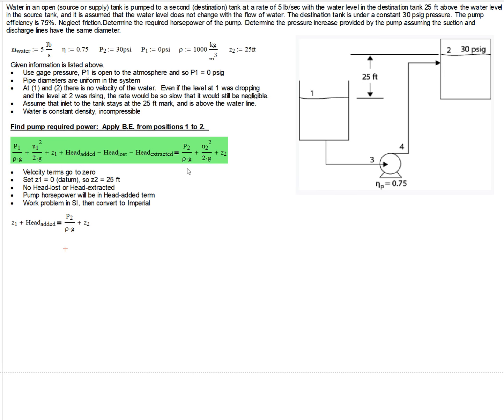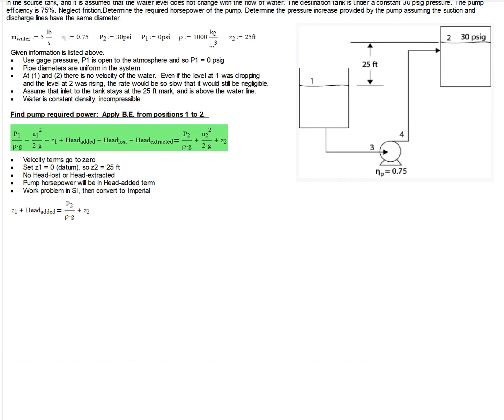Then we look at the right side of the equation. What terms do we need? We need the pressure because we have 30 psi g. Our velocity term goes to 0, and then we have our elevation term. And so we can simplify this and rearrange to solve for our head added, which is what we want to solve for. And we get a value of 28.7 meters or 94.2 feet. So this is the amount of head that the pump is going to add to the water to get it into this tank. We are asked though to solve for the horsepower.